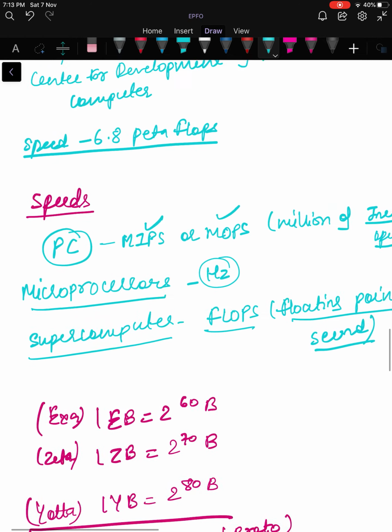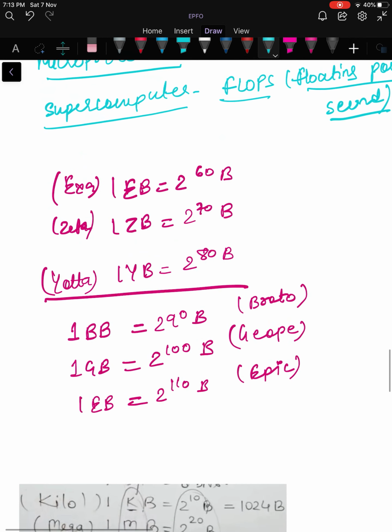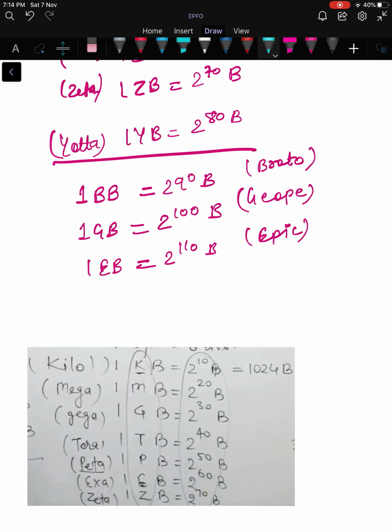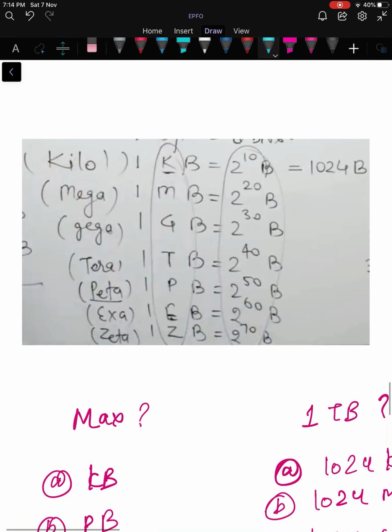Now after that we have 1 exabyte, 2 to the power 60 bytes, 1 zettabyte, 2 to the power 70 bytes, 1 yottabyte, that is 2 to the power 80 bytes, then 1 brontobyte, 2 to the power 90 bytes, and 1 geopbyte, that is 2 to the power 100 bytes, and so on up to 2 to the power 110 bytes. So we must remember the important ones.